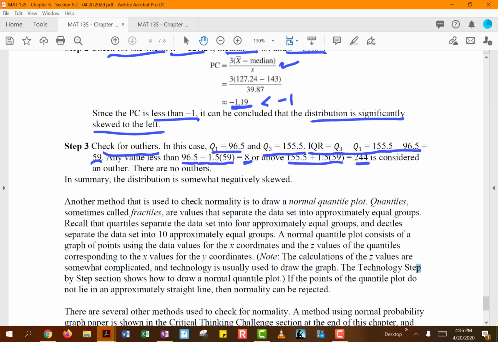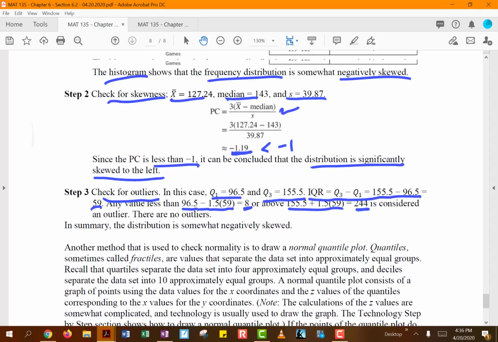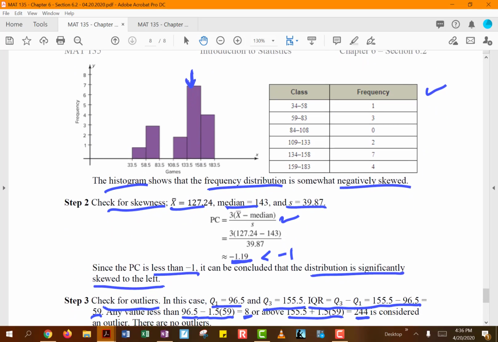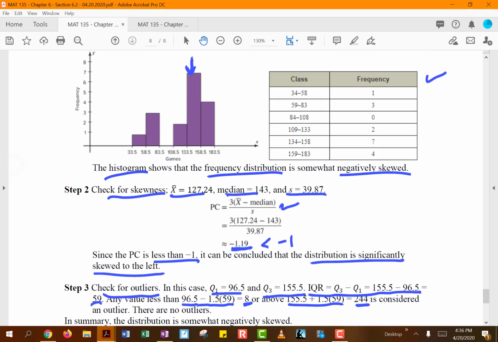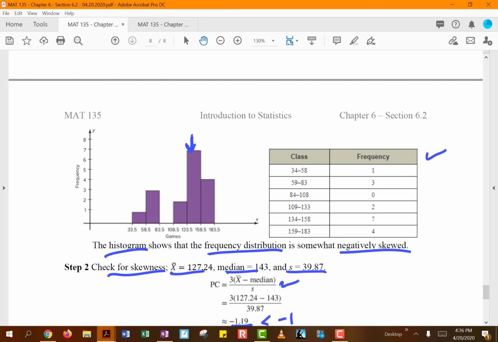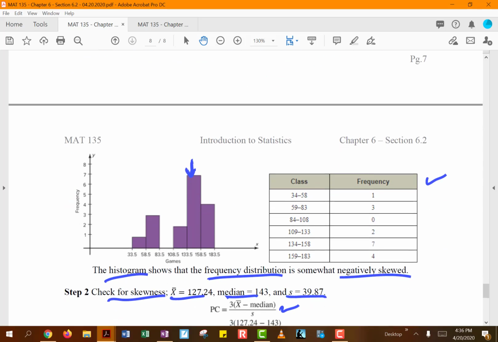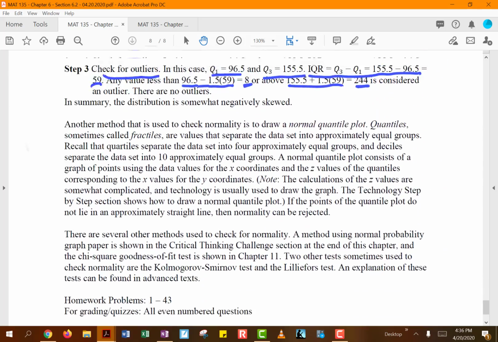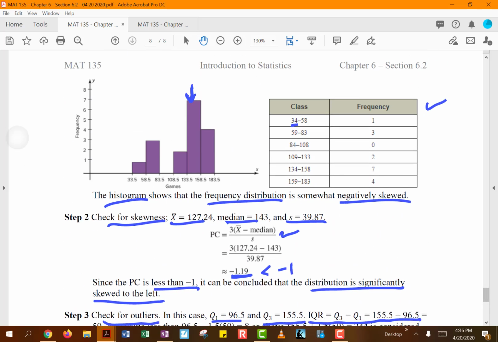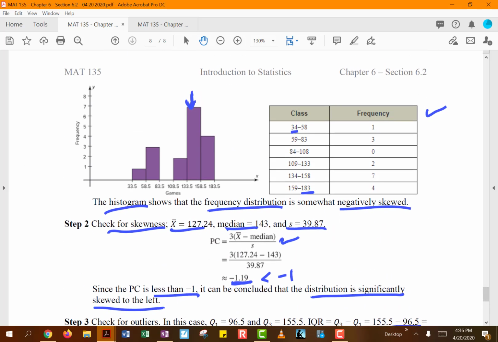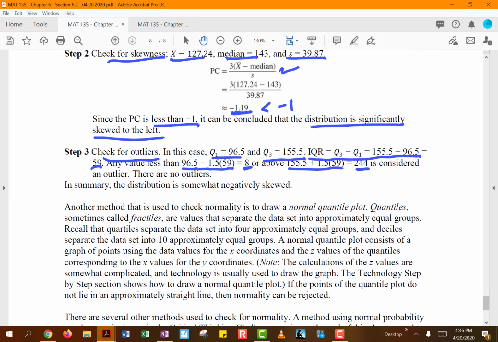So if you have numbers less than 8 or greater than 244, then we can say we have outliers. But we actually don't have numbers less than 8, because you can see our data values start right at 34, right? Our class is starting at 34, so we don't have numbers smaller than 8. And do we have numbers larger than 244? No, we don't, because we're stopping right at 183. So we don't have numbers larger than 244.